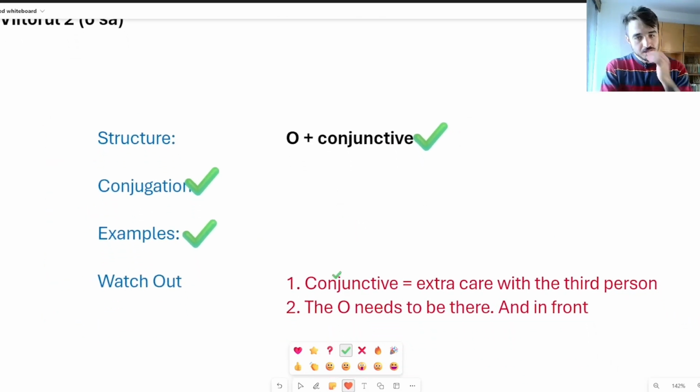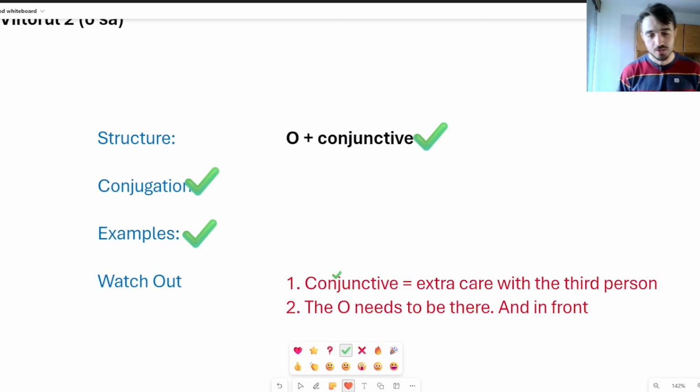The first one that I would say is, obviously, be careful with conjunctive or subjunctive. Again, I will use those interchangeably. Take extra care with the third person. That means the vowel change. That's very important to know. The vowel changes in the third person. Please watch the subjunctive video if you don't know what I'm talking about.